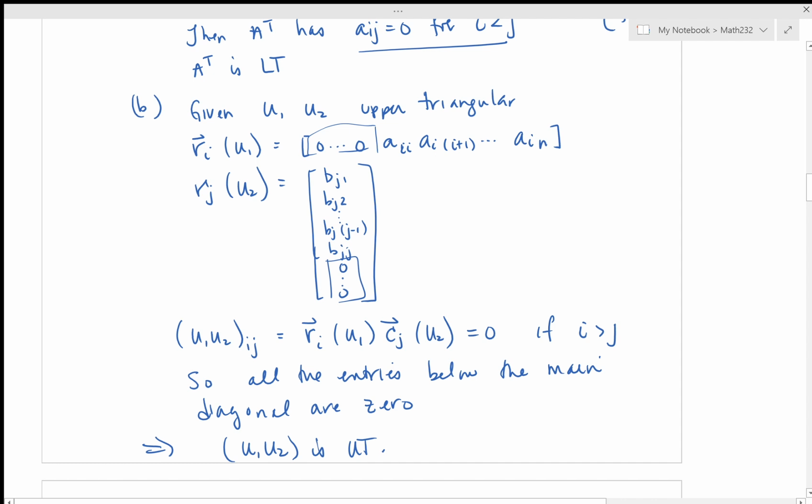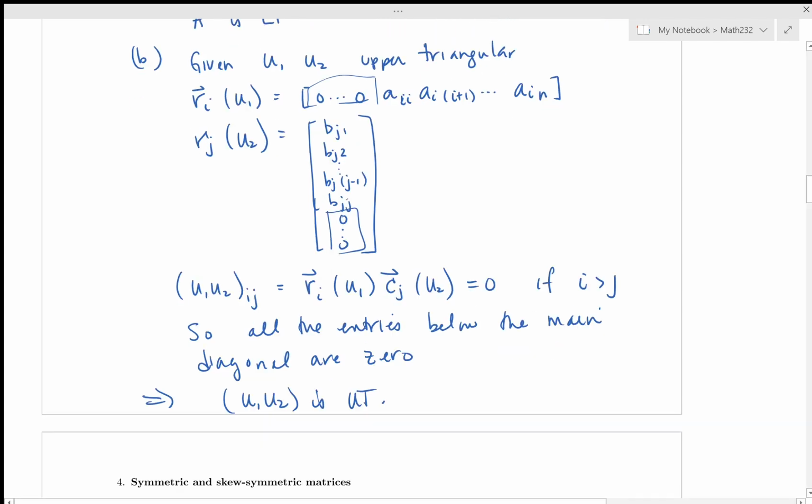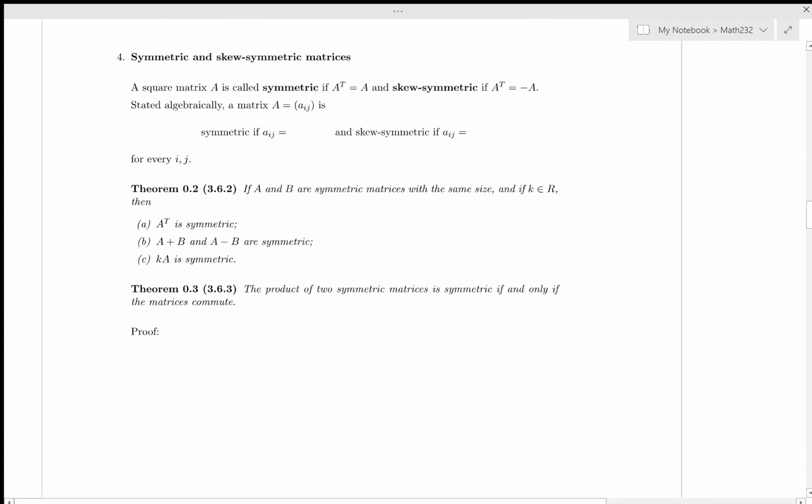Okay, so we've seen diagonal, upper triangular, and lower triangular matrices. Now here are some more special types of matrices: symmetric and skew-symmetric. A square matrix is symmetric if it's equal to its own transpose, and it's skew-symmetric if the matrix is equal to the negative of its transpose. We could say it this way: it's symmetric if Aij is equal to Aji, and it's skew-symmetric if Aij is equal to minus Aji for every i and j.